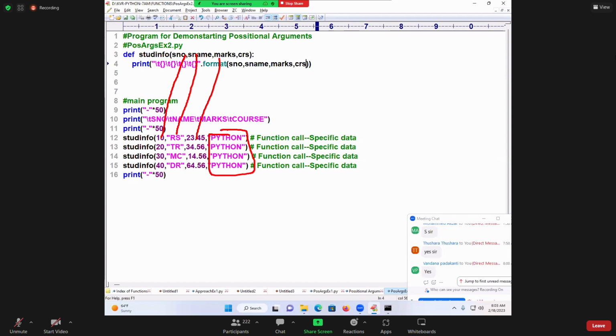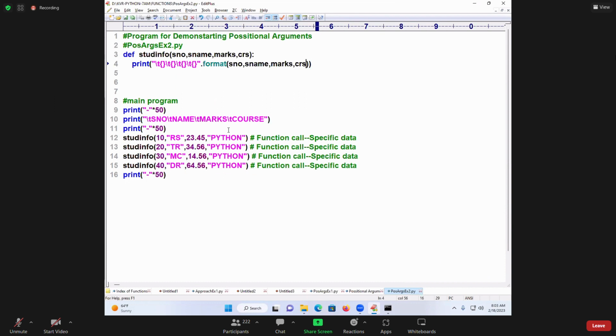Then is there any technique for us to pass the common data 1 time, and the specific data every time? Did you understand my requirement? Pass the specific data every time, and pass the common data how many times? 1 time. For that type of requirement, we have the concept called the default arguments mechanism. Don't confuse the default mechanism with the default arguments mechanism. The default mechanism of passing data is positional. The default arguments mechanism is used for specifying the common data once.